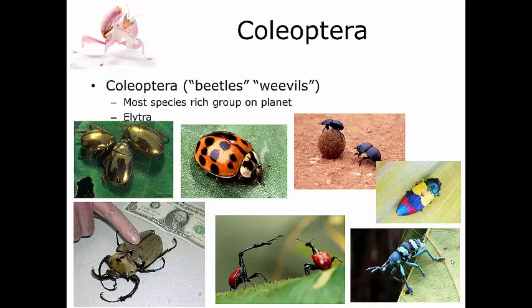The smallest beetle is around 0.25 millimeters in length. So under a millimeter in length is the tiniest beetle. Really, really hard to see. The largest beetle is up to 10 centimeters. So you have these orders of magnitude of difference in size and shape of these different beetles.